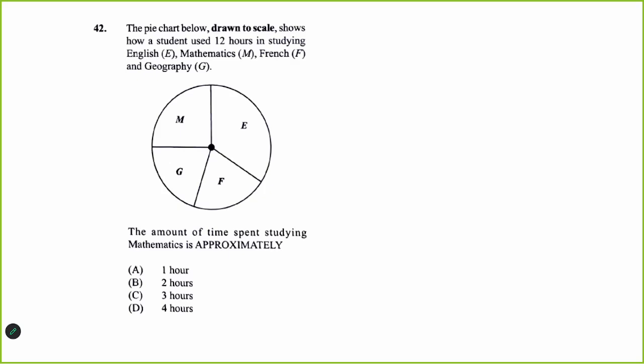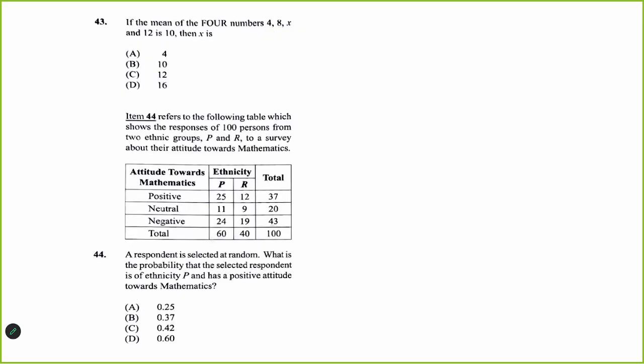The pie chart below, drawn to scale, shows how many of 12 hours students use in studying English, Maths, French, and Geography. The amount of time spent approximately studying math is almost a quarter, right? A quarter of 12 is 3, so that would be 3 hours. This one here, we did this question already. Do I have to do it over? You said 4 plus 8 plus 12 plus x is equal to 40, right? And then that's 24, 40 minus 24 is 16.